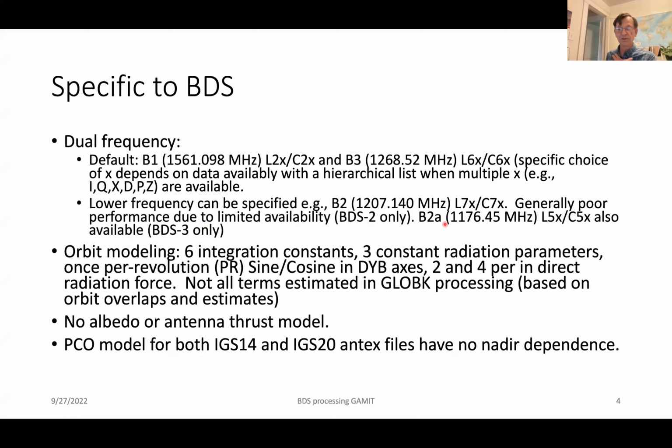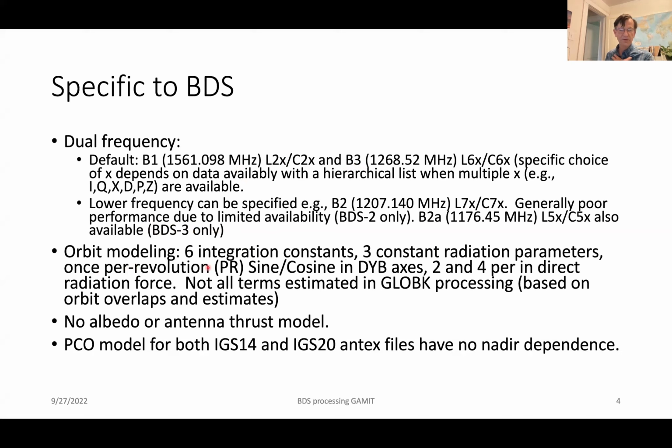We can also do P2A, which is the 1176 megahertz, which is L5. And again, that's only available on the BDS-3 system. So we found that using the B3 channel gives us the most numbers of stations and the highest quality results.